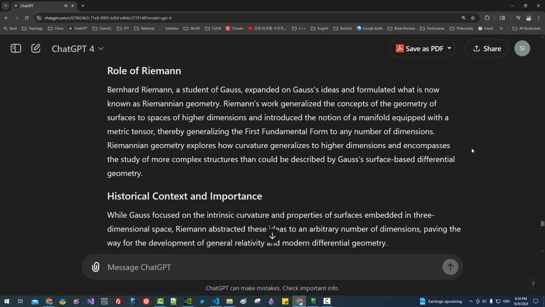Role of Riemann. Bernhard Riemann, a student of Gauss, expanded on Gauss's ideas and formulated what is now known as Riemannian geometry. Riemann's work generalized the concepts of the geometry of surfaces to spaces of higher dimensions, and introduced the notion of a manifold equipped with a metric tensor, thereby generalizing the first fundamental form to any number of dimensions. Riemannian geometry explores how curvature generalizes to higher dimensions and encompasses the study of more complex structures than could be described by Gauss's surface-based differential geometry.